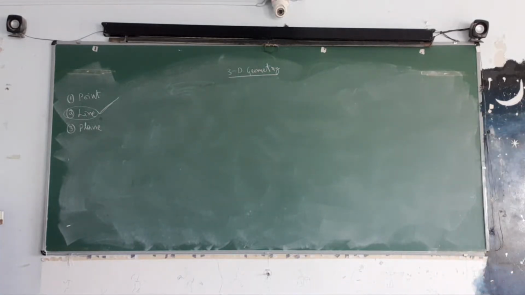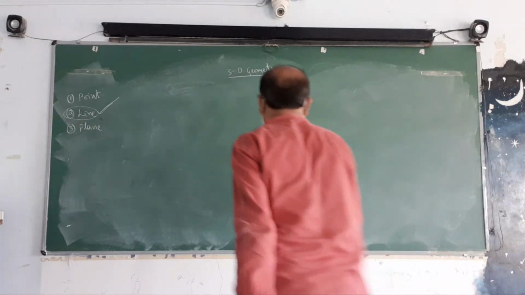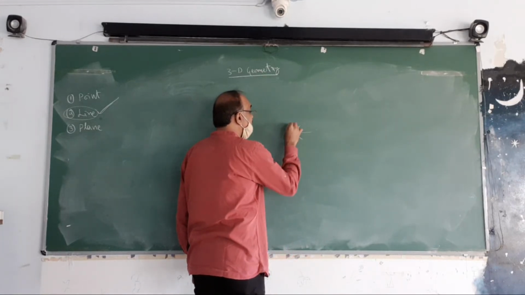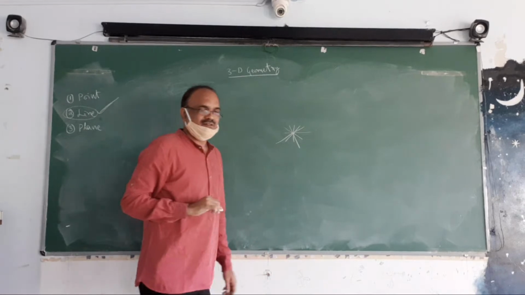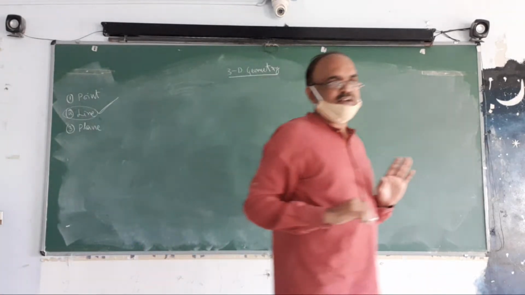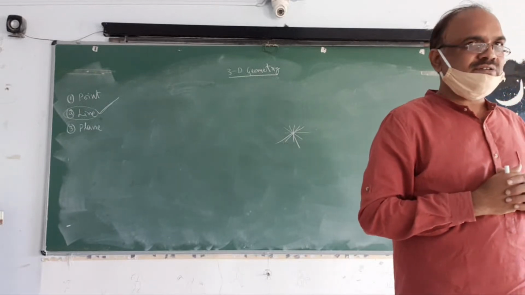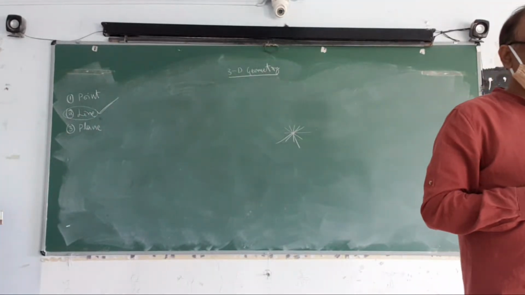Through one point we can have infinite lines. Yes or no? Through 2D also same, 3D also same. If I have a point, I can draw infinite lines passing through this. Yes or no? So one point cannot uniquely determine the line. So can somebody tell what is the other property which makes it unique?